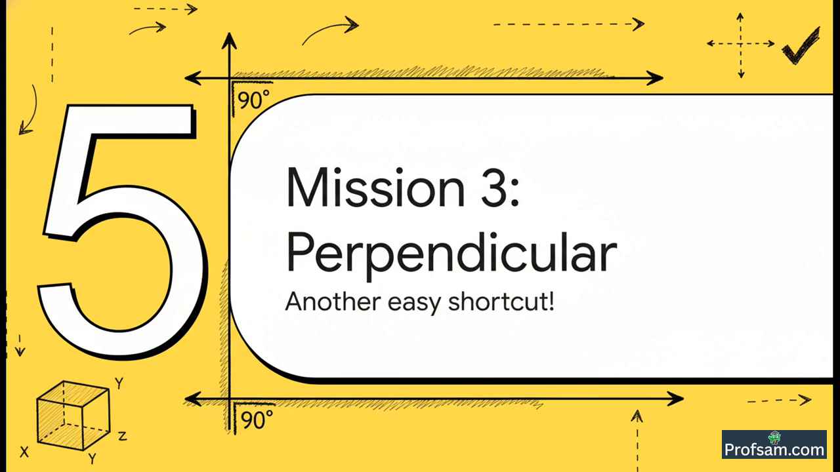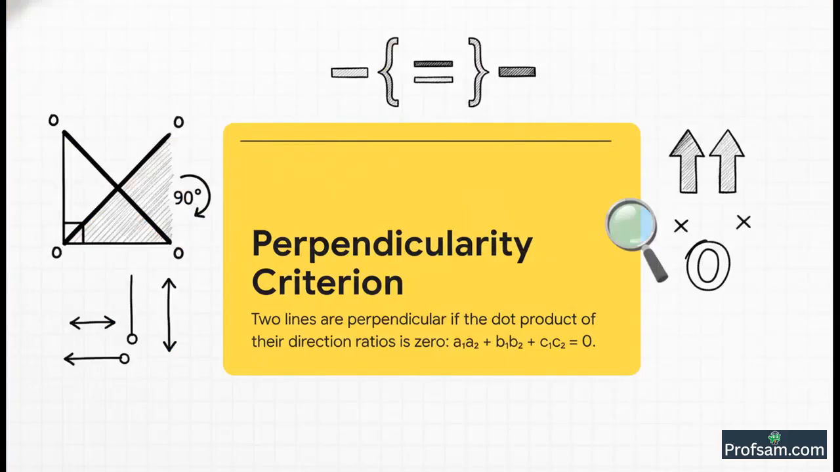Just like with parallel lines, we have another beautiful, simple shortcut that will save you a ton of calculation time. So here's the second shortcut. 2 lines are perpendicular if their dot product is 0. Remember that numerator from our main formula? That A1A2 plus B1B2 plus C1C2 part?